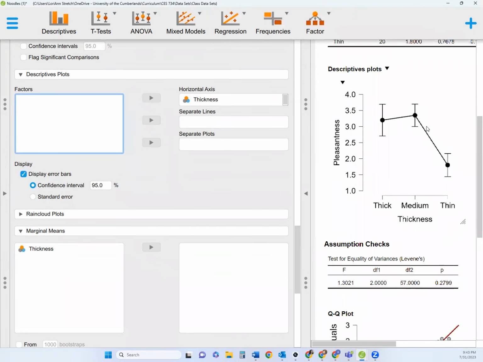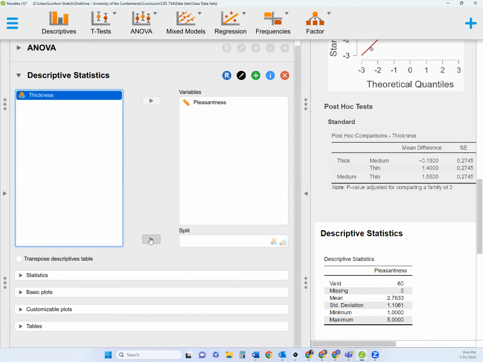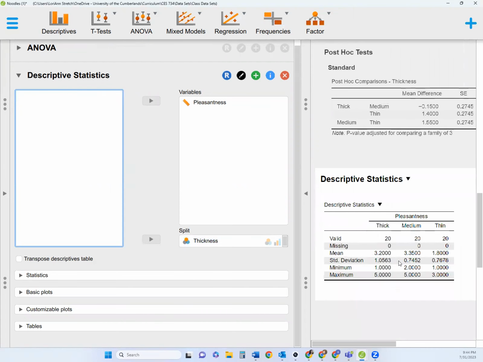There they are. So if we had outliers, they would show up outside of these whiskers. So we don't see any outliers showing up here. There's no dots above or below these whiskers. Okay, so that's how we do it. So we have to move thickness over to the horizontal axis because that's what we're doing right here. And then it's going to automatically put the dependent variable here. And then we have our display error bars right here. You can also do descriptive statistics as we've done in the past, where I move pleasantness over and I split it across thickness. All right, so now it's giving me this data.